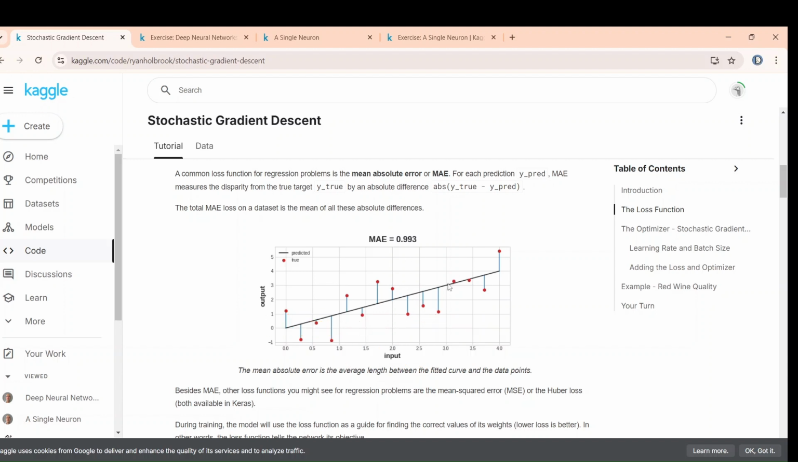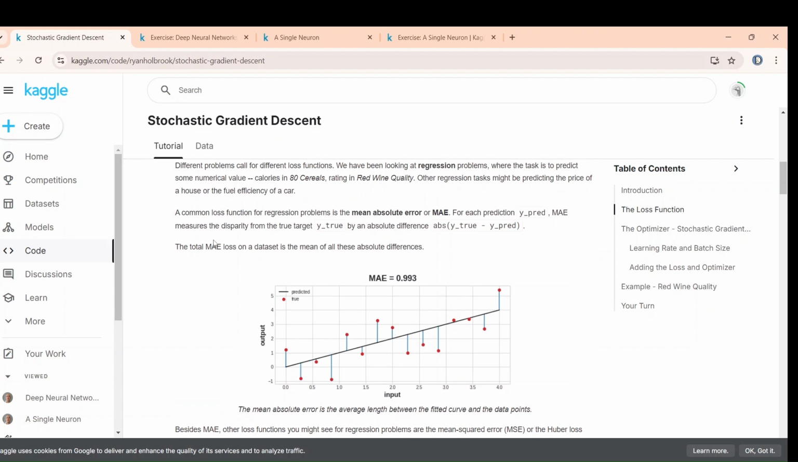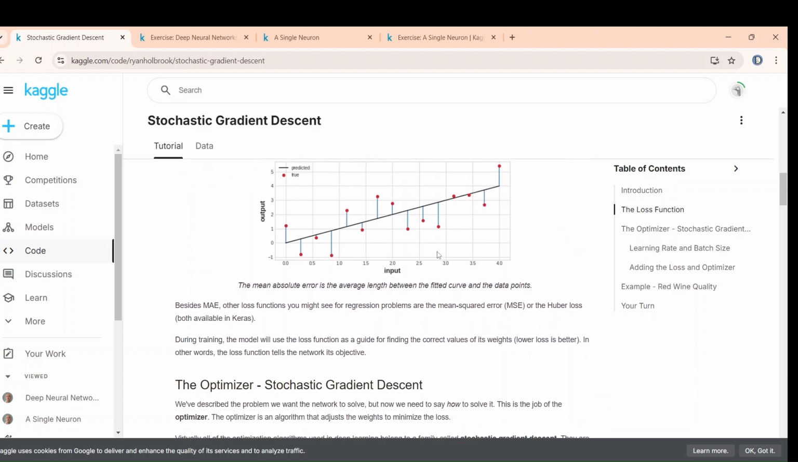Okay. So all you have to remember is that this is a common loss function used for regression problems, and it is calculated this way: the true value minus the predicted value.